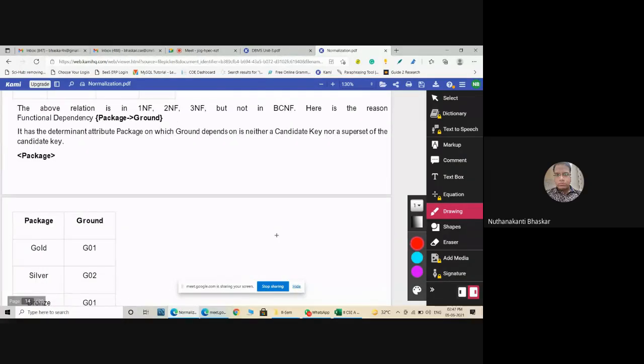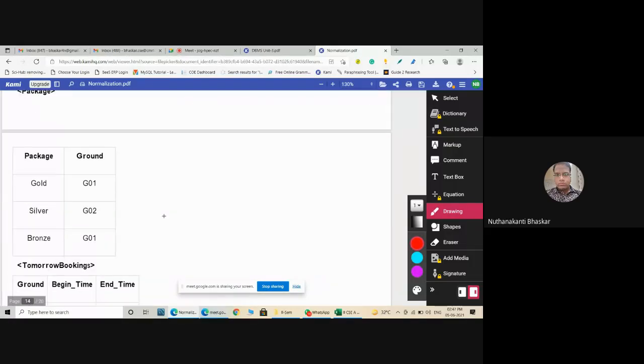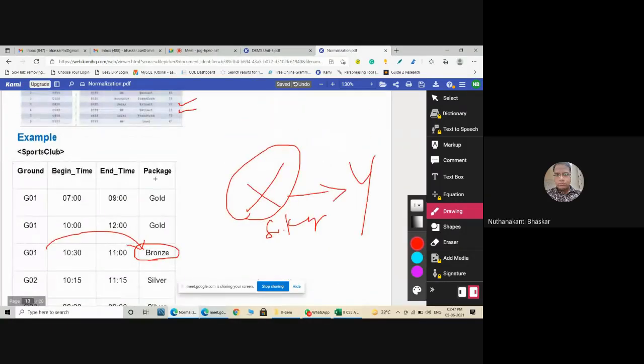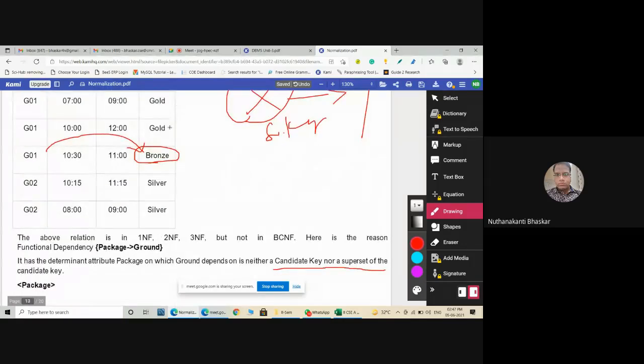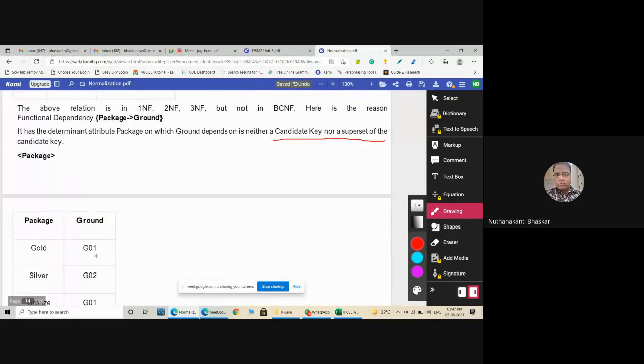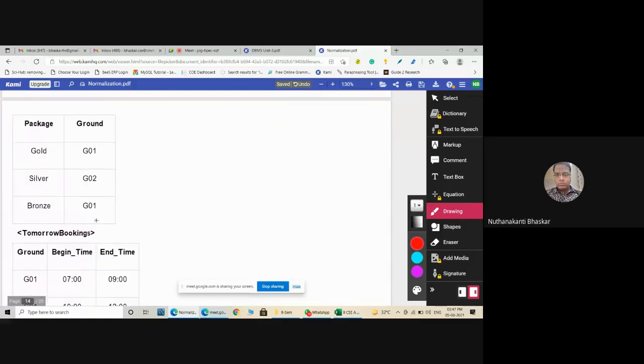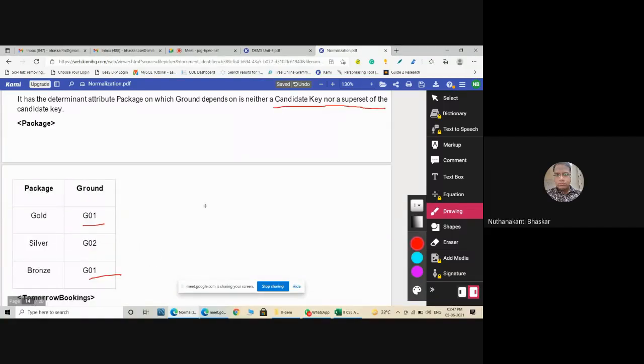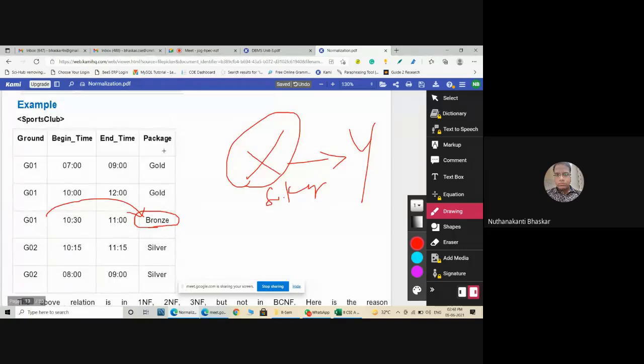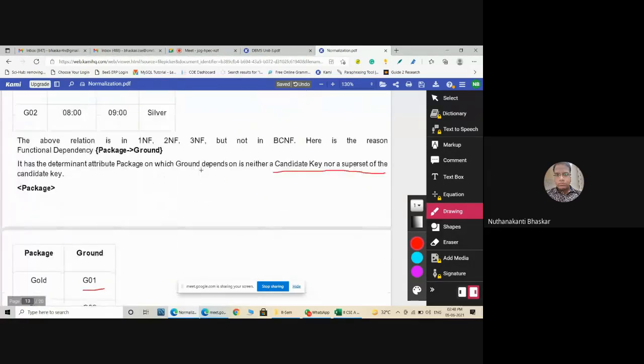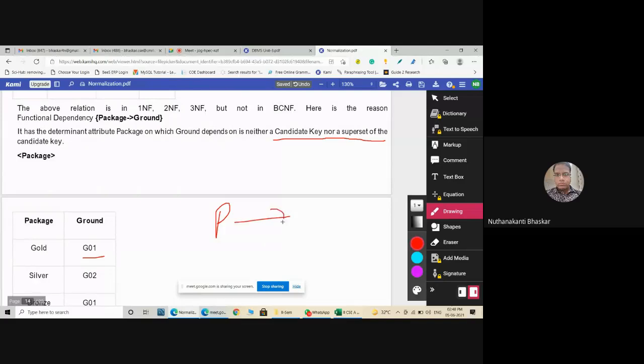Now, this is the problem. The determinant attribute for ground is neither a candidate key nor a superset of the candidate key. There is no dependency. When you observe package with ground, gold, when you check gold G01, G01, and silver G01 and bronze also G01. But this package is not depending on ground. In the reverse manner, you need to take package determines ground.